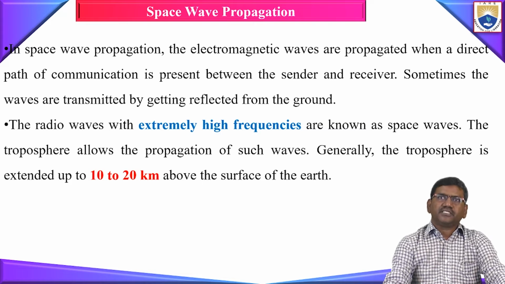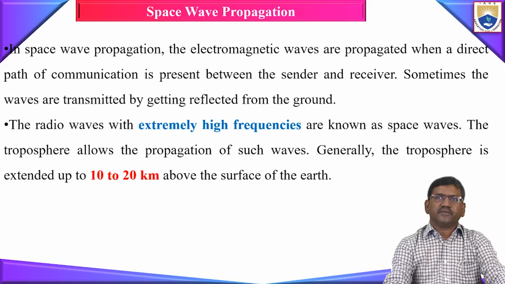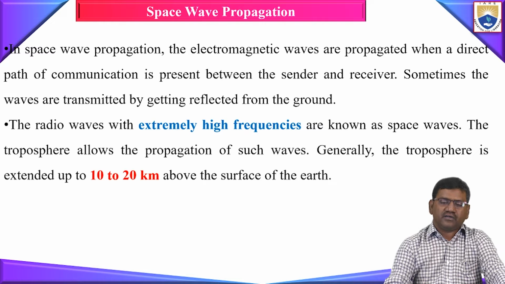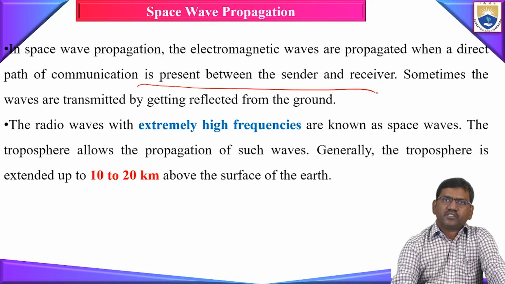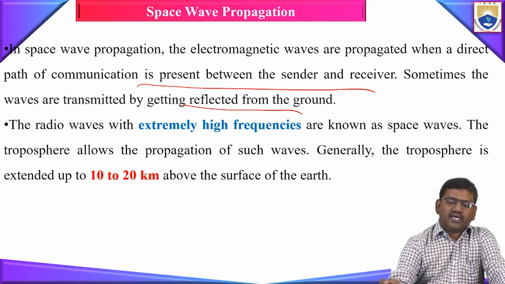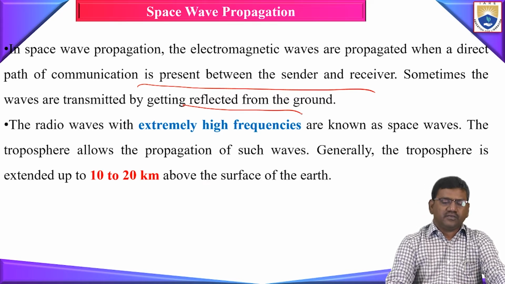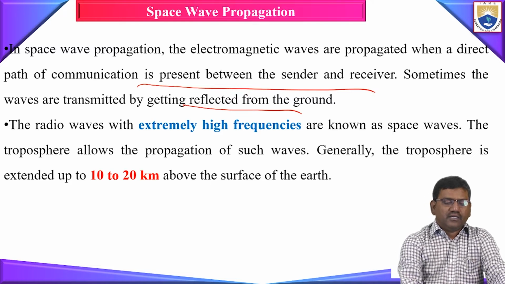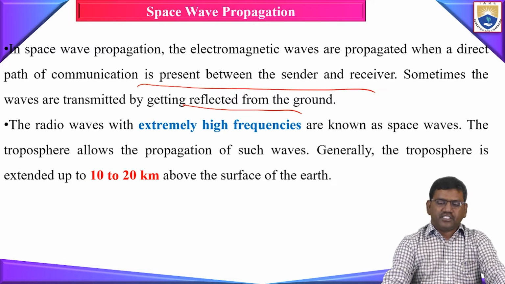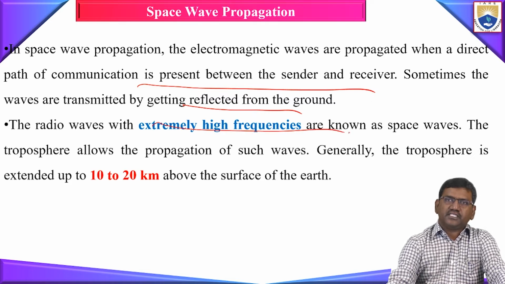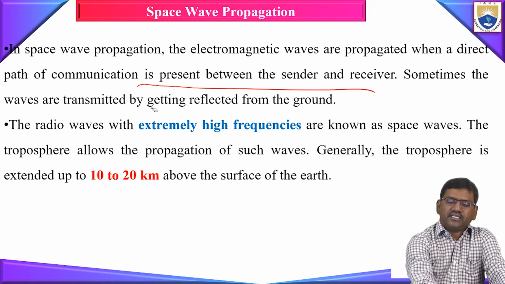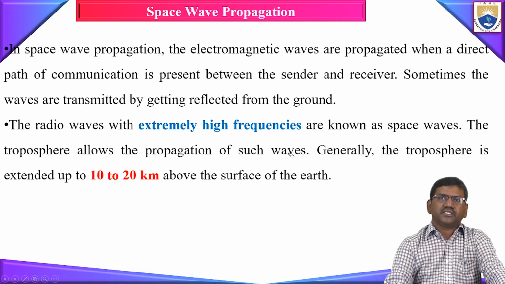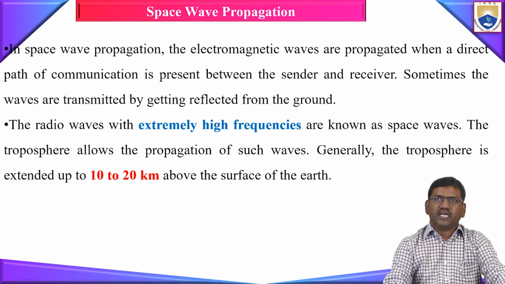In space wave propagation, the electromagnetic waves are propagated when a direct path of communication is present between the sender and the receiver. Sometimes the waves are transmitted by getting reflected from the ground. So here direct communication is possible, and sometimes reflection from the ground also occurs. The radio waves with extremely high frequencies, 30 megahertz to 300 megahertz, are known as space waves.